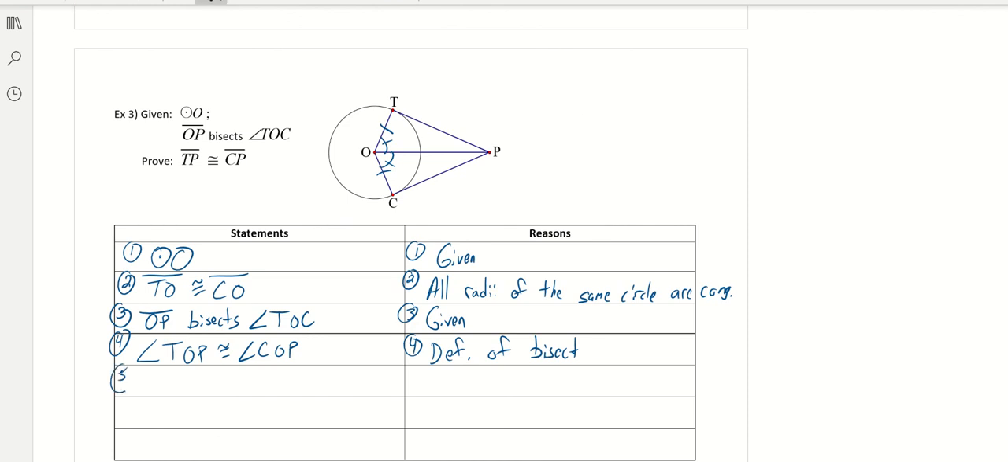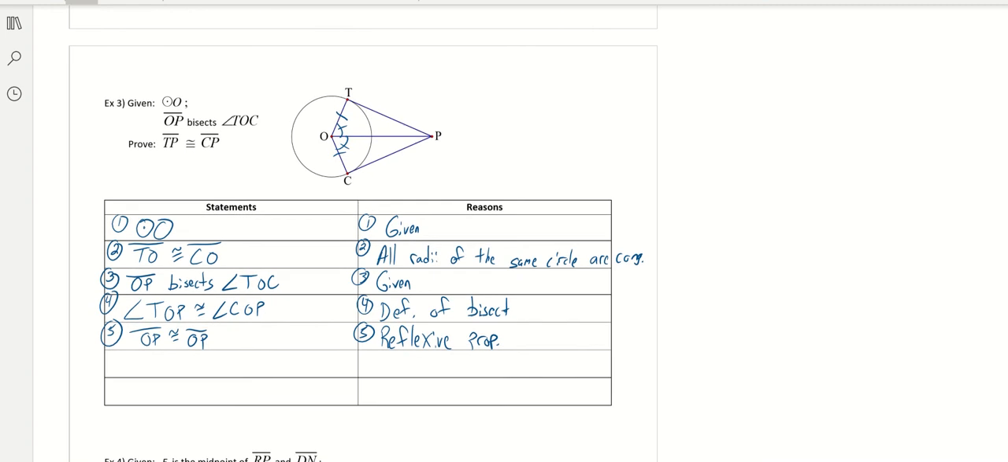Number five. OP right here is shared by both triangles. So we're going to say OP is congruent to OP. How do we know that? The reflexive property. Okay.